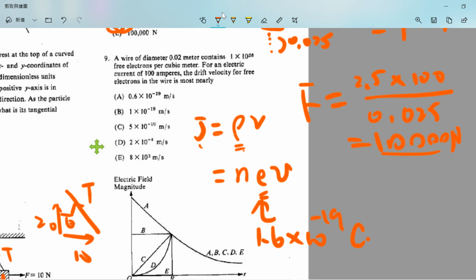We need to first use the amps and the area to find J. And once we find J, then we have n, and we can find v. So everyone knows the process: we use amps and meters to find J, and J equals n e v.